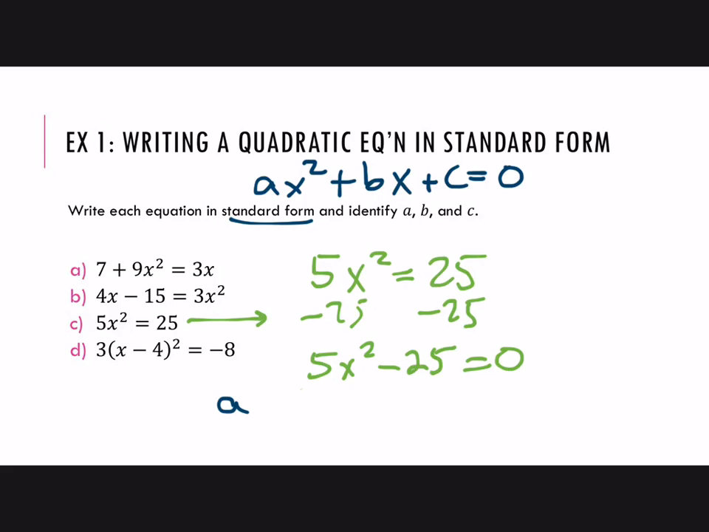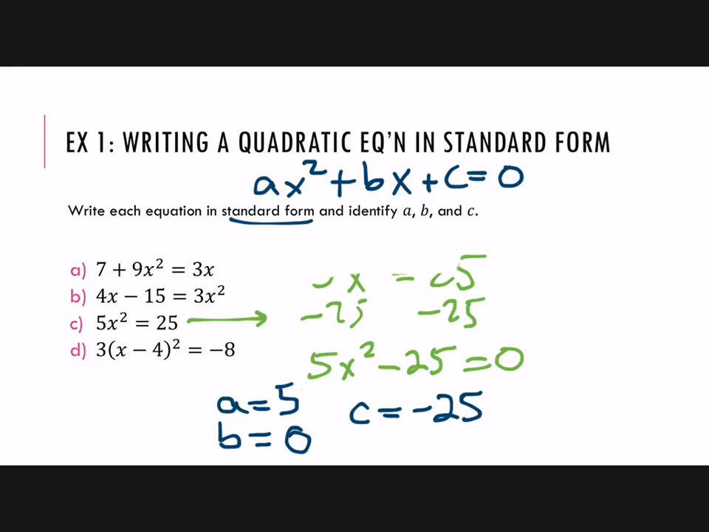Alright, so now a is 5. And then what does b equal? Well, b is the coefficient with the x term, and in this case there is no x term, so that means that b would be a 0. Alright, so any missing terms that you don't see have coefficients of 0. And then it's c that's the negative 25.